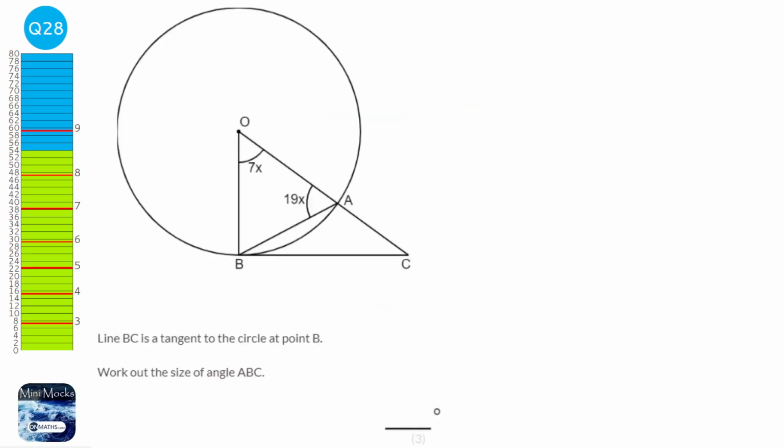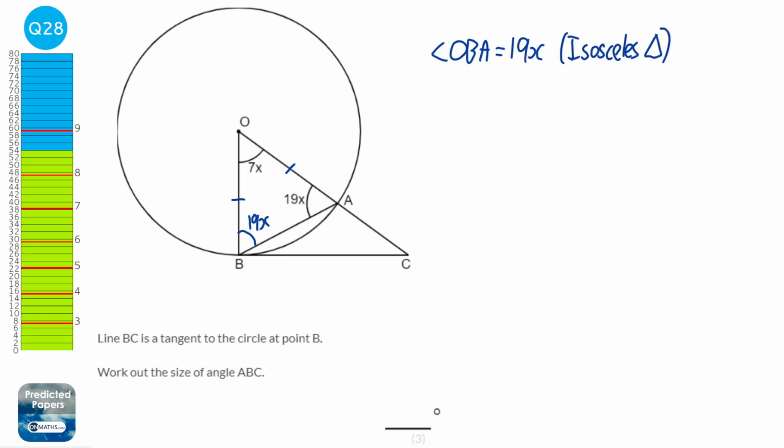The first thing to notice is we actually have two radii here. So we've got this radius here and this radius here, and all radii are always equal in length, so we have an isosceles triangle here. So this angle here is going to be 19x as well, and we've got to write that down, so we're going to say angle OBA is equal to 19x, and the reason is it's an isosceles triangle.